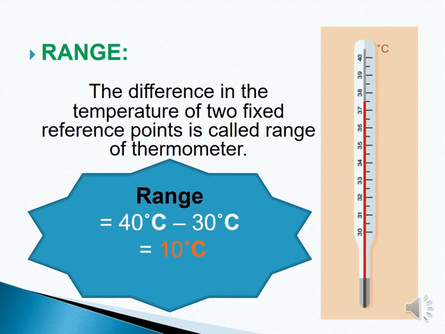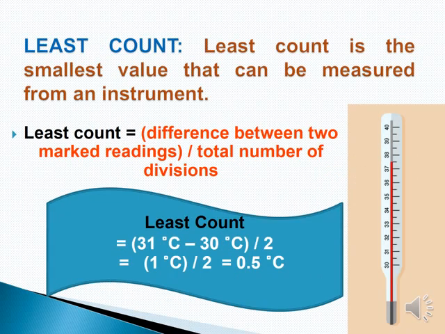Least count is the smallest value that can be measured from an instrument, and its mathematical formula is: least count is equal to the difference between two marked readings divided by the total number of divisions. So students, let's take two marked readings as 30 and 31. Now we have to find the difference between the two marked readings, and the difference is found by subtracting both the marked readings.